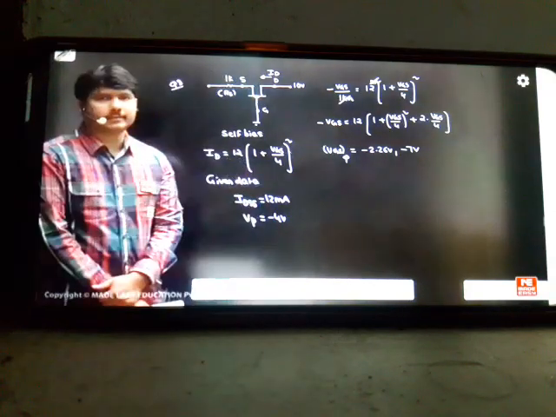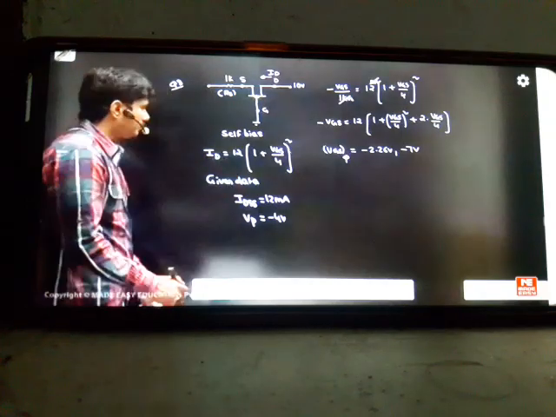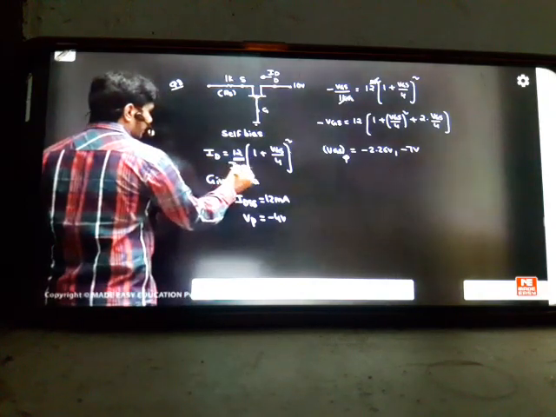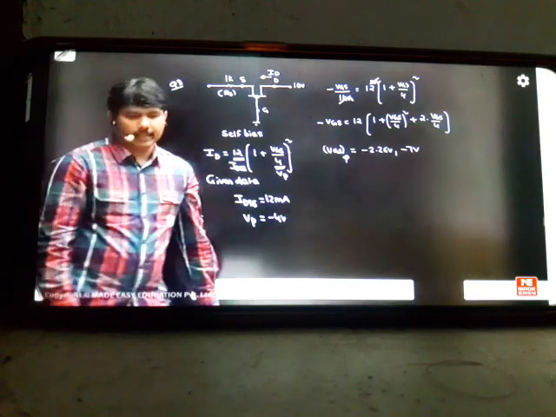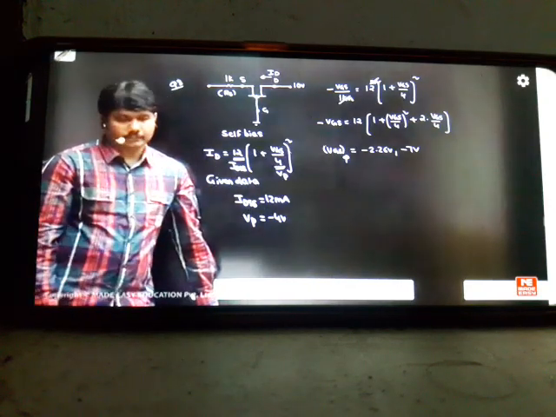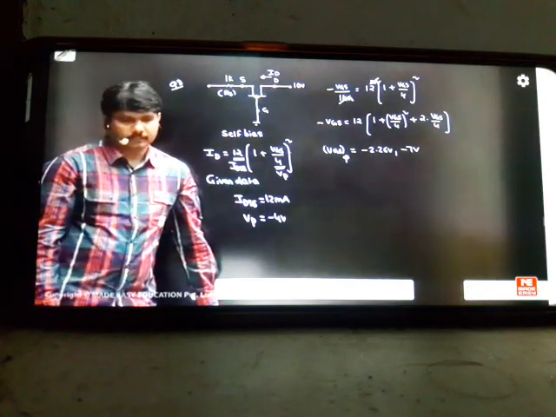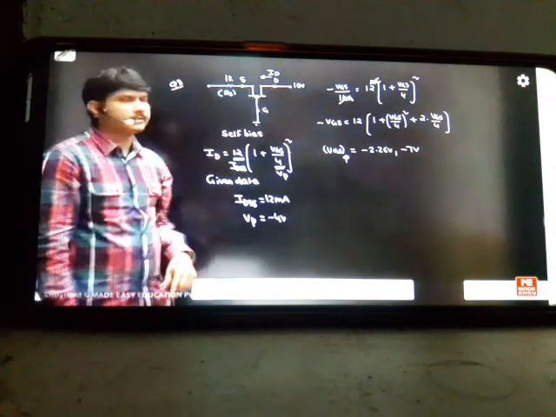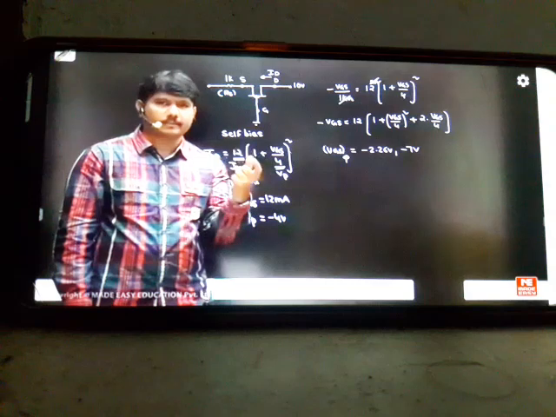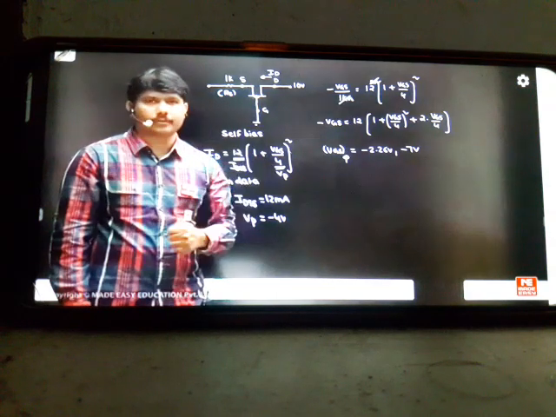If IDSS is not given, how can you say it? What is this? This is called IDSS. In the problem, the equation itself is given. This is called VP. Indirectly they have given the equation for it. IDSS they have given, pinch-off voltage they have given. Now, how did I identify this is source and this is drain? Wherever you have the supply voltage VDD, that side is the drain. The remaining side will be the source. That's how I identified it.